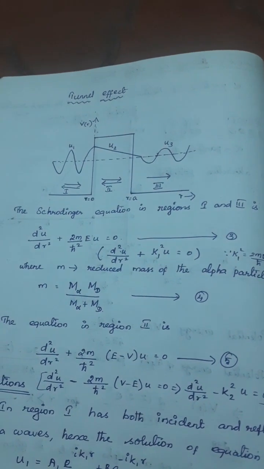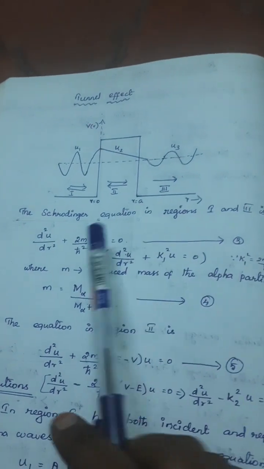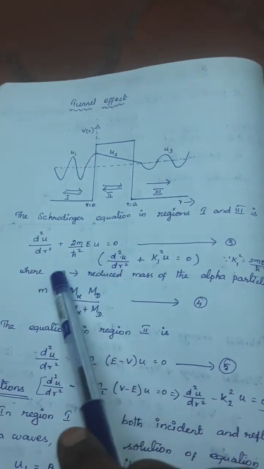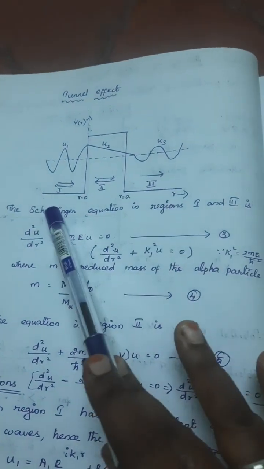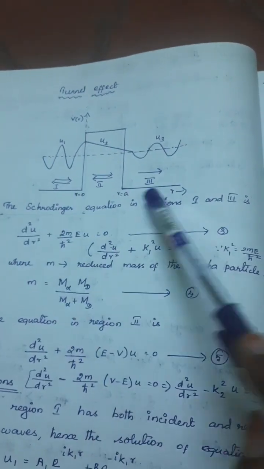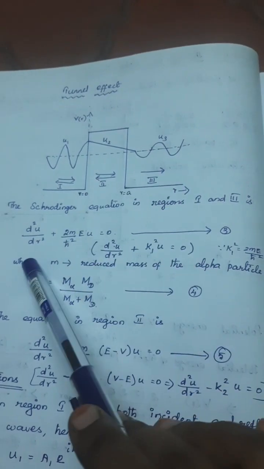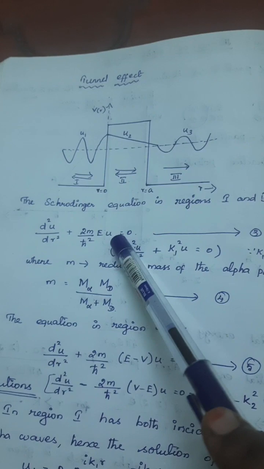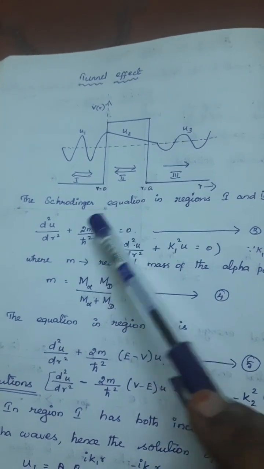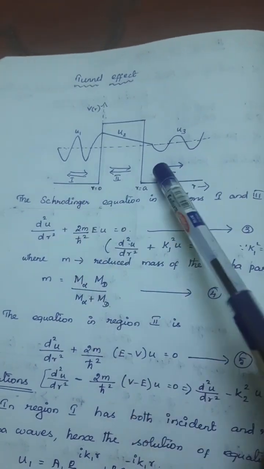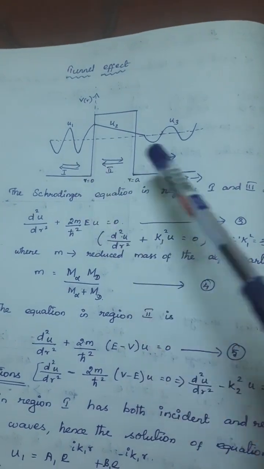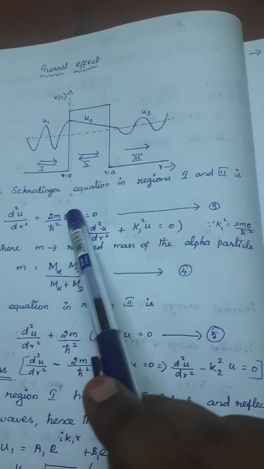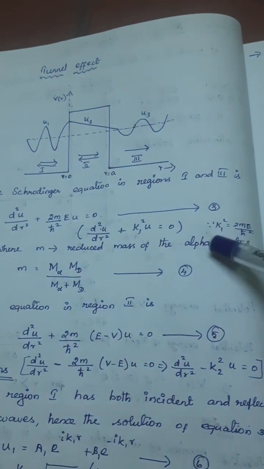minus h cross squared divided by 2m del squared psi plus V psi is equal to E psi. This equation is remodulated, and in region 1 and region 3 the equation is the same: d squared u by dr squared plus 2mE by h cross squared u is equal to 0. Here there is no potential, so the potential value is 0. In our case we consider 2mE divided by h cross squared to be simply k1 squared.